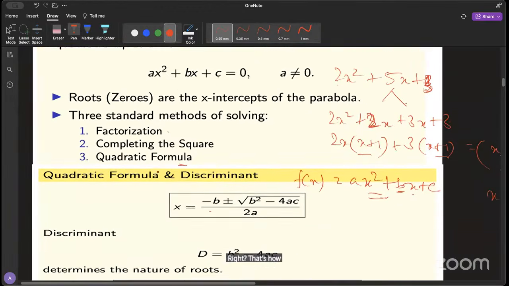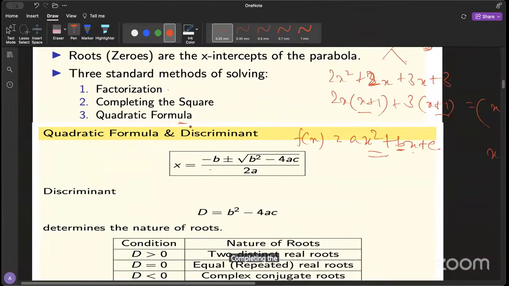Then completing the squares is the same as, you don't need to complete the squares, right?